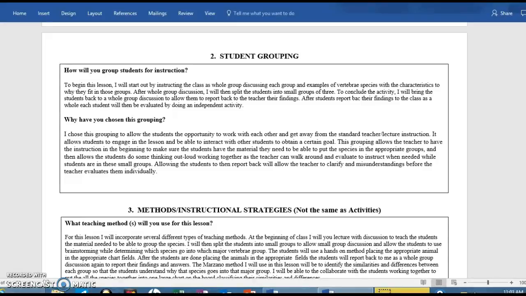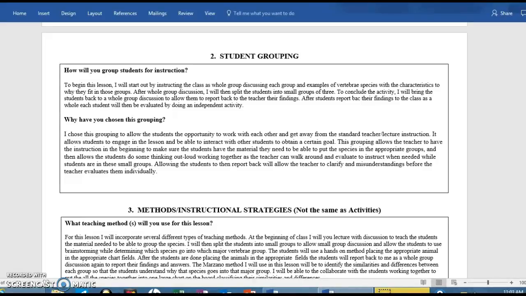Why have you chosen this grouping? I chose this grouping to allow the students the opportunity to work with each other and get away from the standard teacher lecture instruction. It allows students to engage in the lesson and be able to interact with other students to obtain the certain goal. In this case, placing the appropriate species in the correct major group.